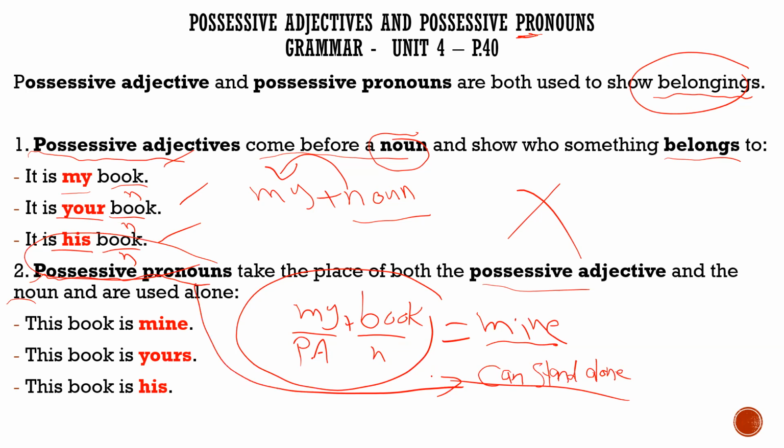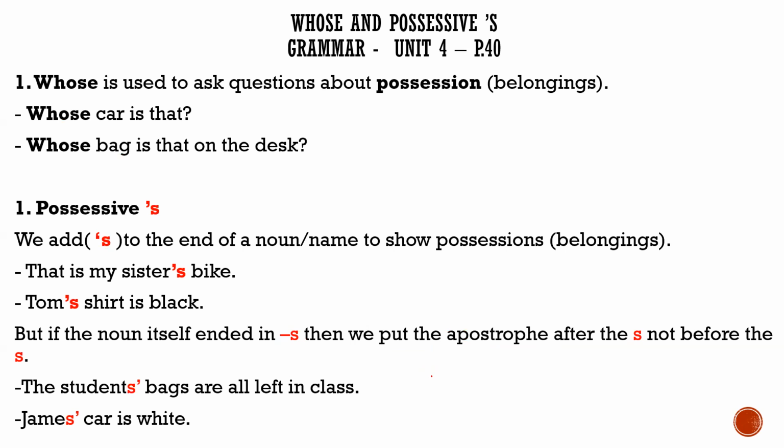It's my book, it is mine. It's your book, it's yours. It's their book, it's theirs, okay? Use it instead of the possessive adjective and the noun, both. We have something else, whose and possessive s. These are also about belongings, okay?